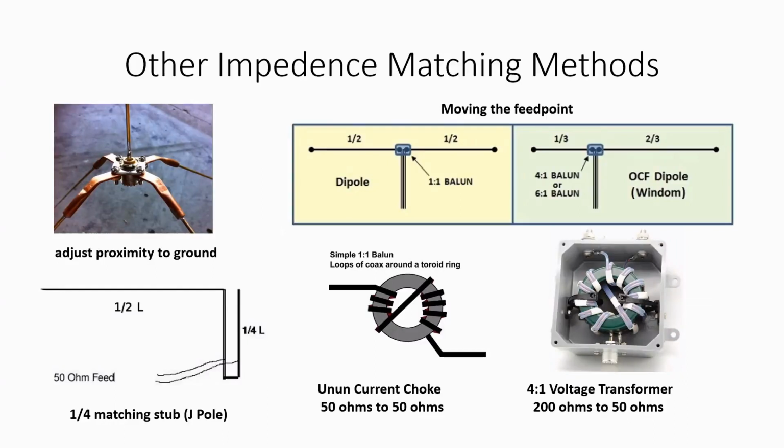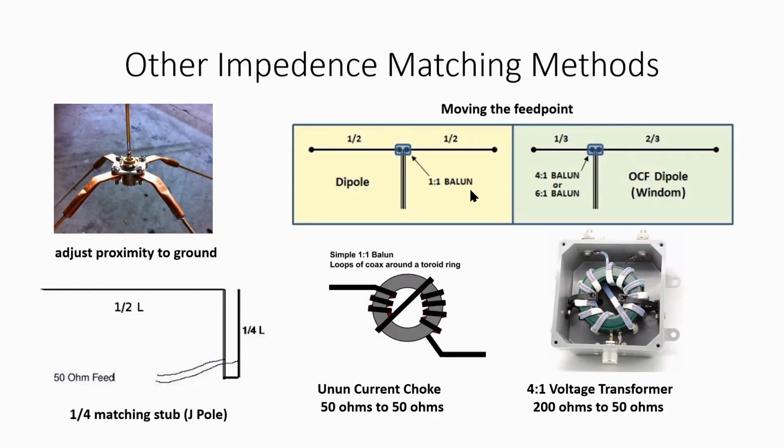Okay, just for giggles, what are some other impedance matching methods? Now, you've already been told that you can adjust the proximity to ground in your ground plane antenna to make your 50 ohm impedance. Do you recognize the J-pole here? Somebody bent it, but a J-pole is a half wavelength with a quarter wavelength matching stub, and you move the connection point up or down in this stub to get your 50 ohm match when you tune your J-pole.